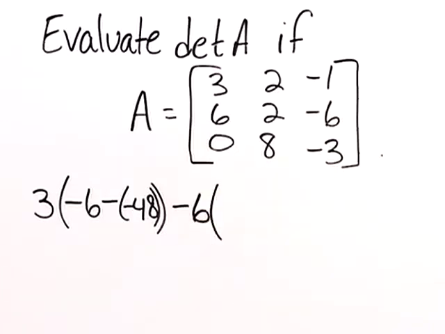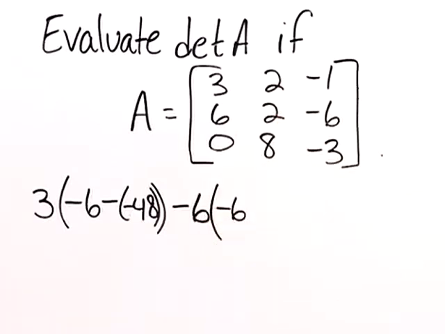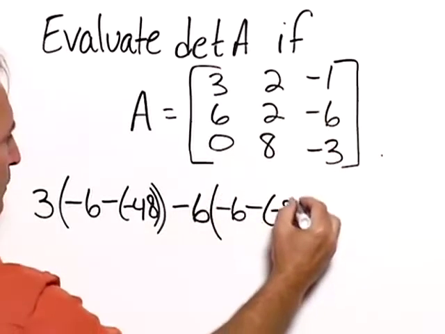So now we multiply 2 times negative 3, which is negative 6. And we subtract from that 8 times negative 1, which is negative 8.